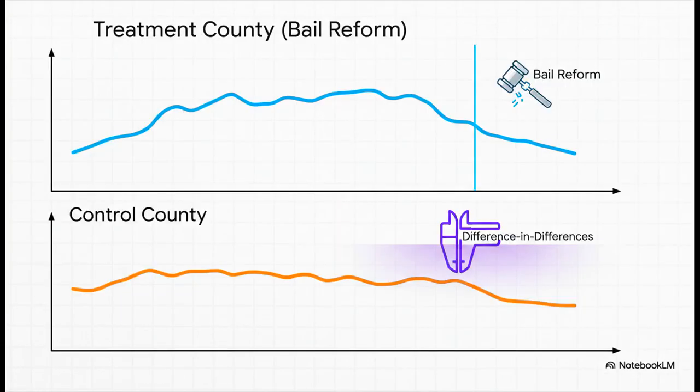This is a perfect real-world example. Let's say one county decides to eliminate cash bail. And hey, its jail population drops. That's great. But what if jail populations were already dropping everywhere in the state at that time? Well, by comparing that county's change to the change in a neighboring, similar county over the exact same period, we can isolate the true effect of just the bail reform itself.